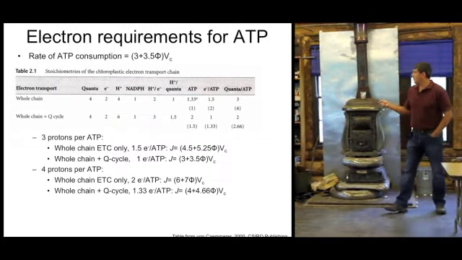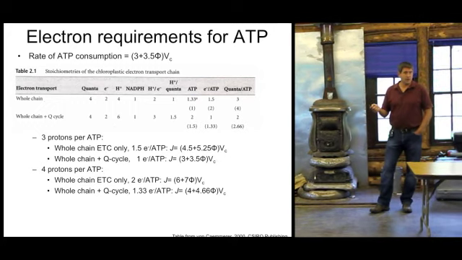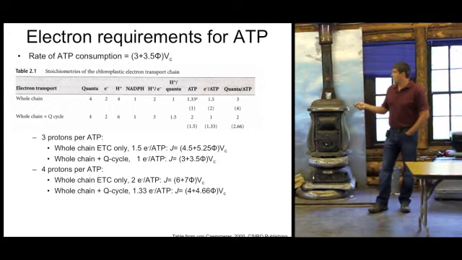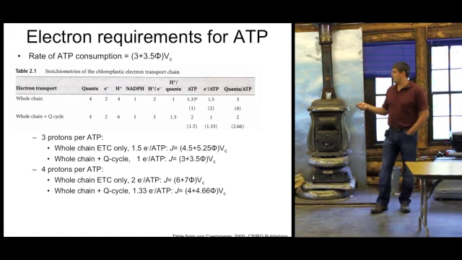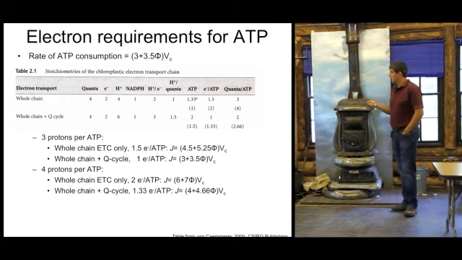When you look at the electron requirements for ATP, it isn't quite that simple. We know that we need 3 plus 3.5 phi ATPs per carboxylation event. All right, that's what we know we need. Now Vc, of course, changes just like it does with anything else based on environmental conditions.